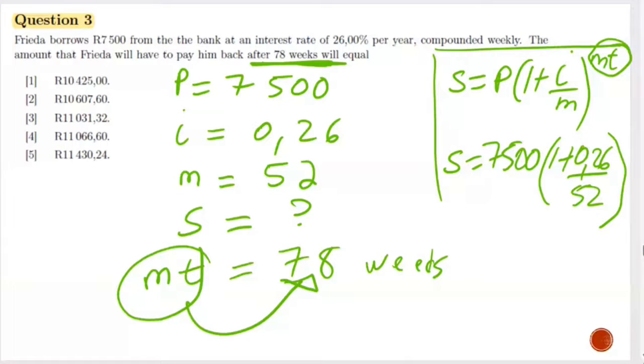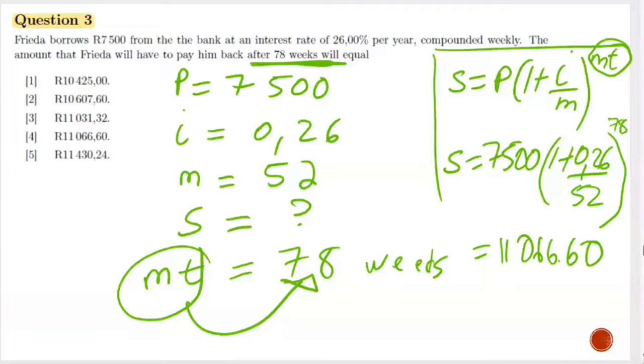So your MT is equal to 78. You plug this into your calculator and then you are going to get an answer of, what was your answer here, by the way? Of 11,066.60. So that becomes your answer.